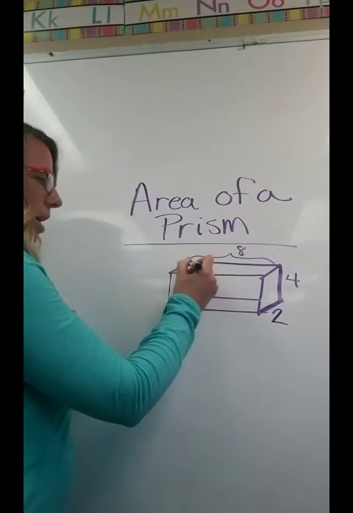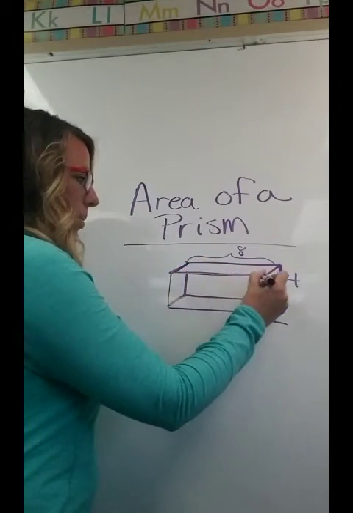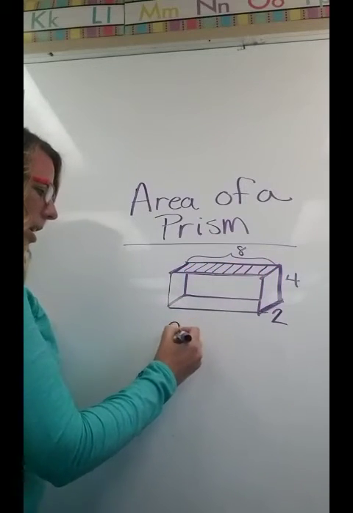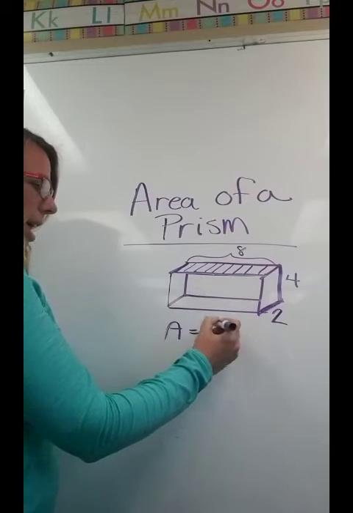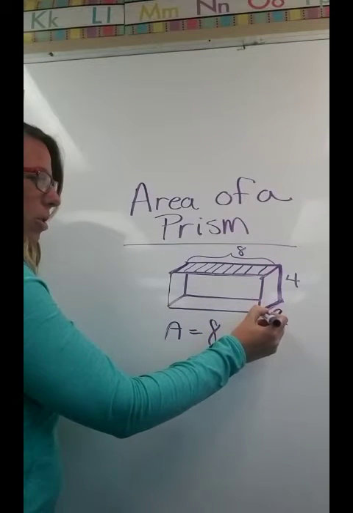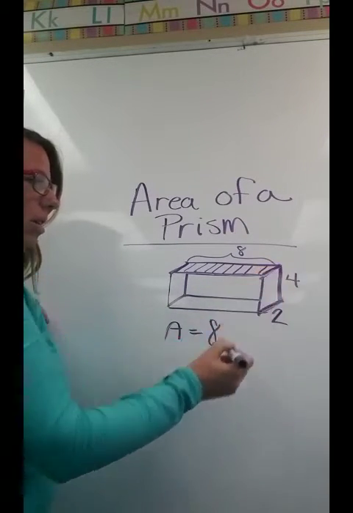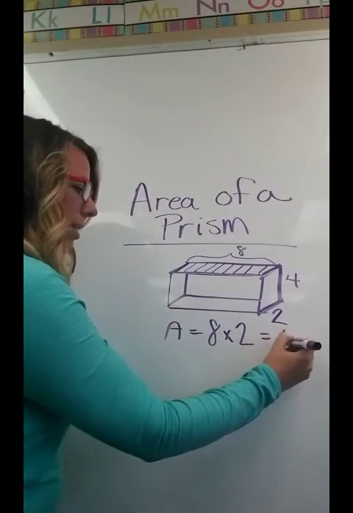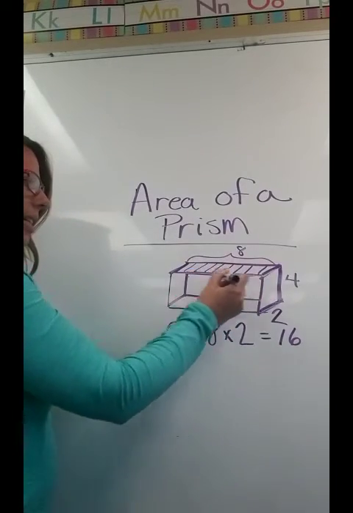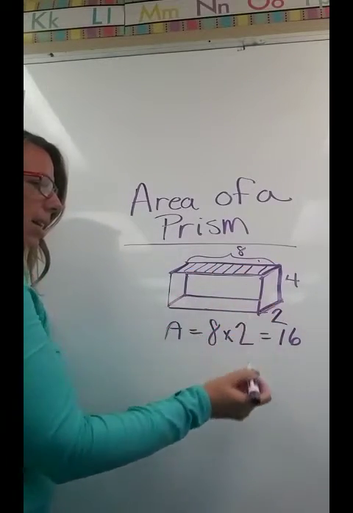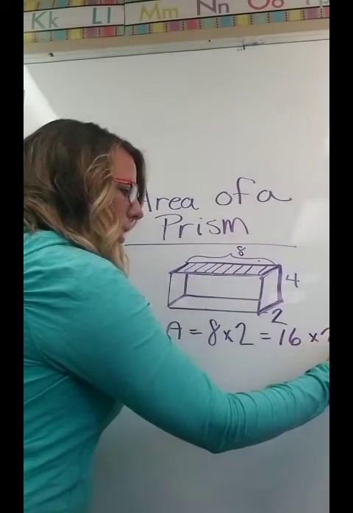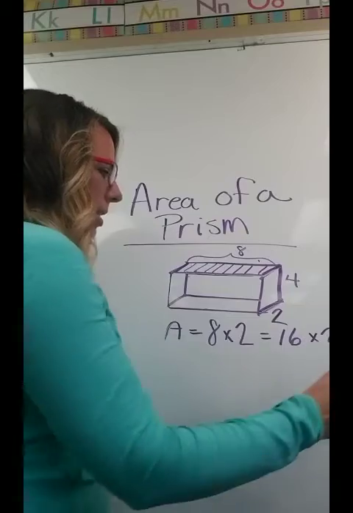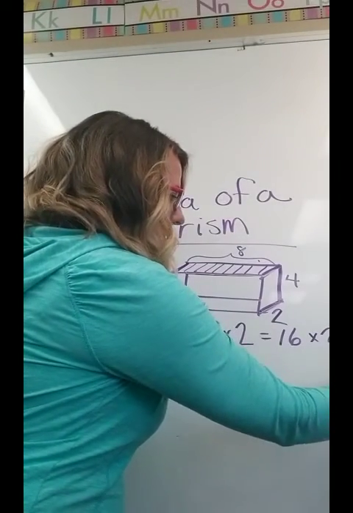So the first one is to figure out this top shape right here. So we'll just kind of color it in. And for that, area is going to equal length times width. 8. We already know the width of this one is 2. So this one has to be 2 also. Right? It's not some crazy shaped box. So 8 times 2 is 16. If this is 16 on the top, the bottom is 16 also. So we're just going to multiply that by 2 to figure out what the top and the bottom are. 16 times 2 is 32.